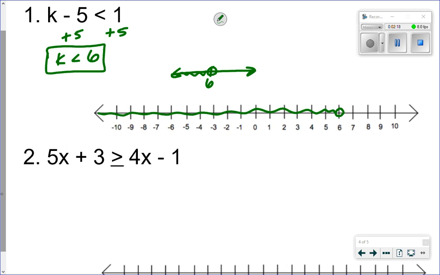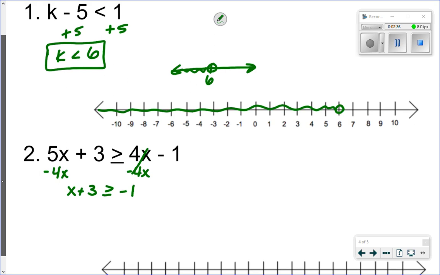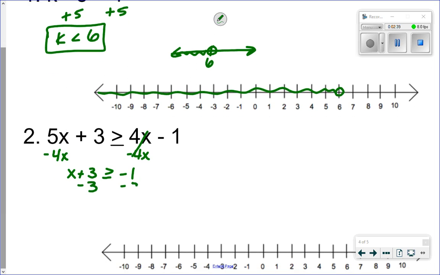Okay, number 2, it says 5x plus 3 is greater than or equal to 4x minus 1. So I need to solve this for x and get x by itself. I'm going to start by moving the smaller x term, so I'm going to subtract 4x from both sides. 5x minus 4x is x. And then my last step, I need to subtract 3 from both sides. So x is greater than or equal to negative 4. Again, this is part of my solution here.